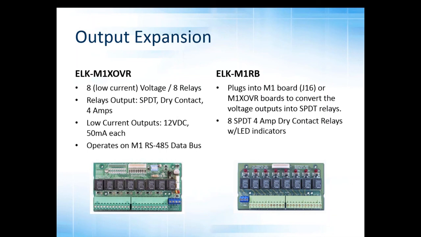So the M1XOVR has the 8 relays on board. It also has 8 voltage outputs, and if you add an M1RB with just a ribbon cable, a very simple connection, then you actually get 16 relays off of that one expansion board using both parts.